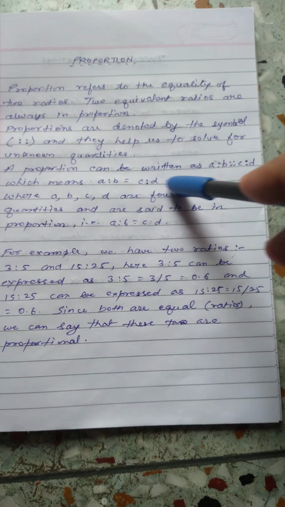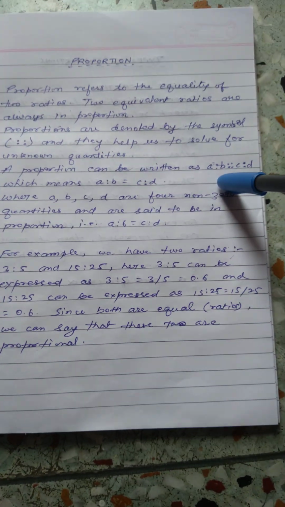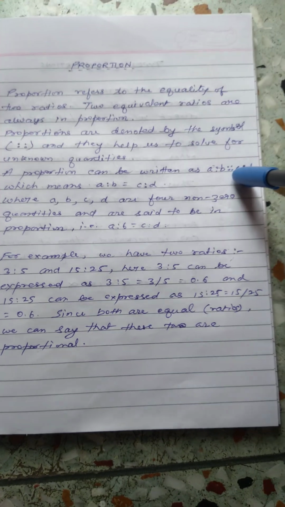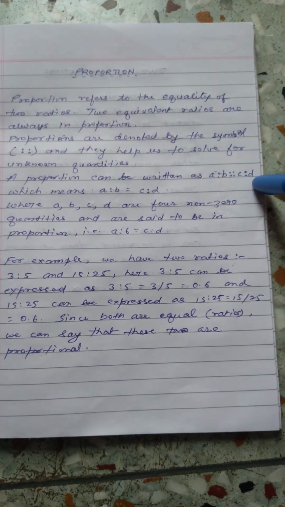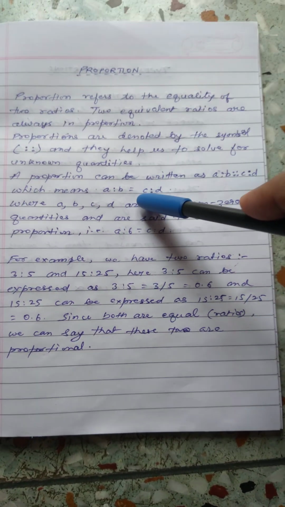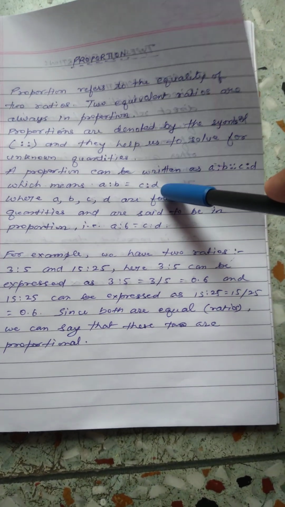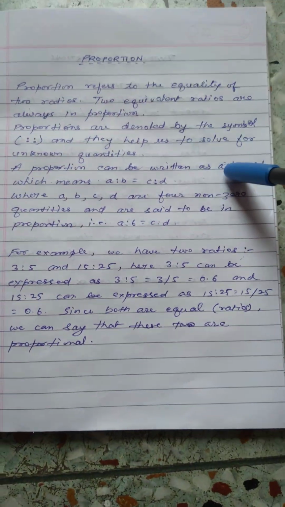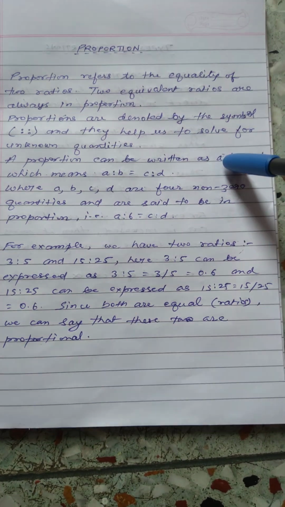A proportion can be written as A is to B proportion C is to D, which means the AB ratio is equal to the CD ratio, where A, B, C, D are four non-zero quantities.